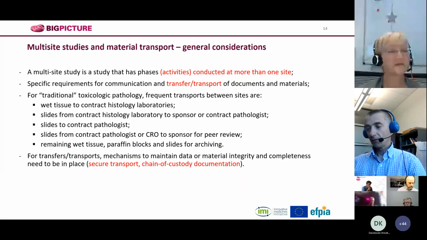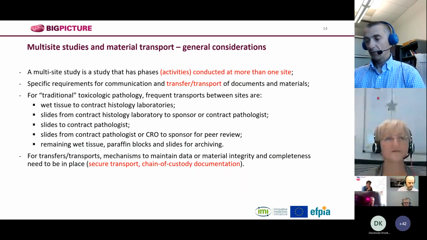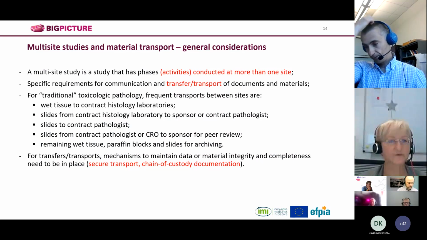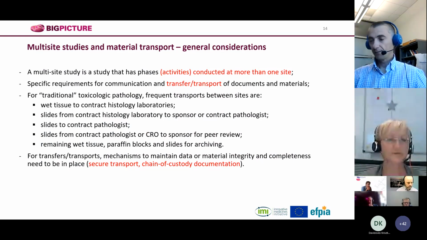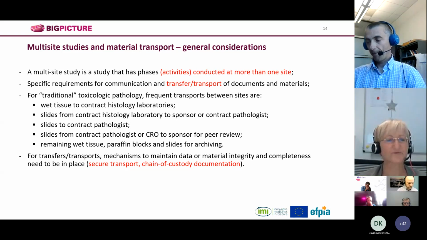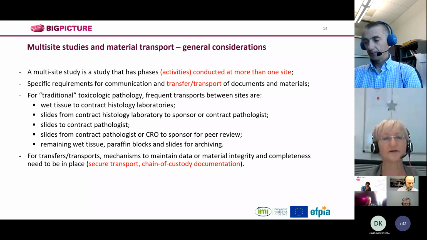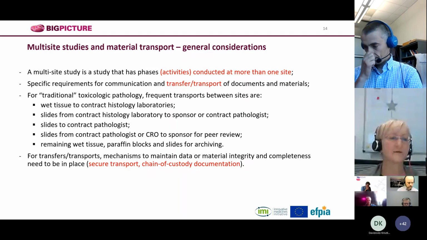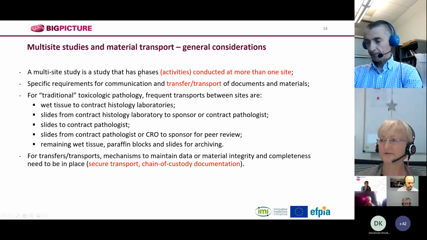Yeah, the next one is about multi-site studies and material transport, because that is also very important when we will use digital pathology. You already noted that there are two pathologists working on a study, the study pathologist and the peer review pathologist. So you can already understand that there will be some transport between these two pathologists. They can be at the same site, at the same location, but also at more than one site. A multi-site study is a study that has phases, so let's say activities conducted at more than one site.